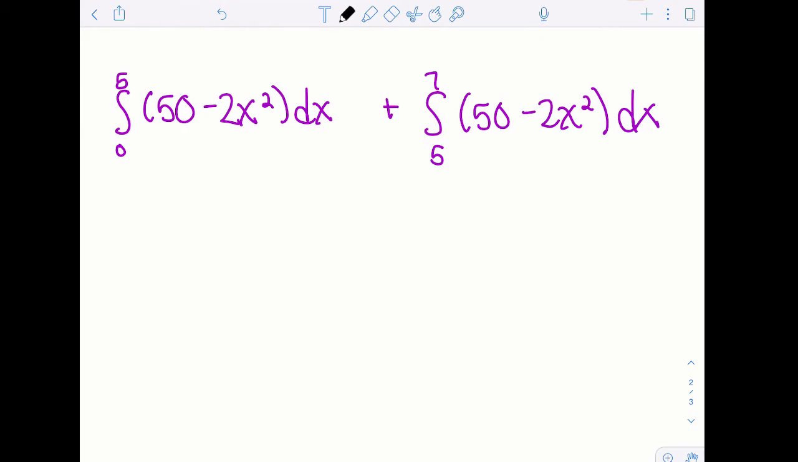Now let's evaluate these integrals. I'll do these both at the same time because the actual integration is going to be the same. So to integrate 50, that's going to be 50x. And negative 2x squared, I'm going to write it as negative 2, and then the rule for x squared, the integral is x cubed over 3. And then the same thing over here.